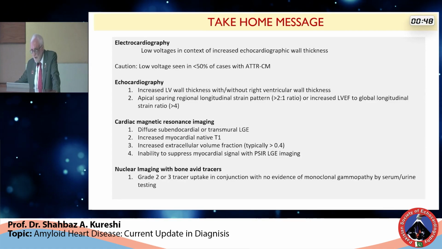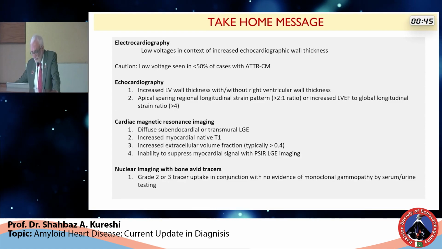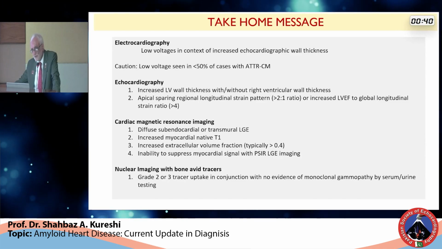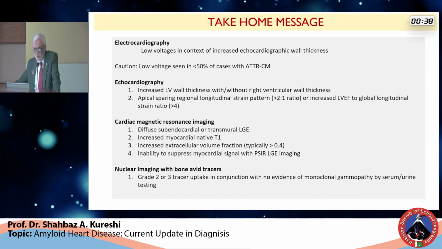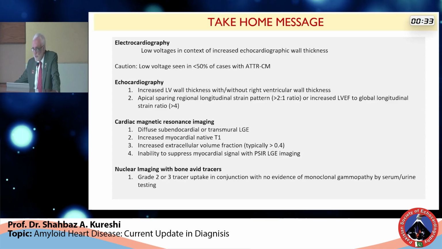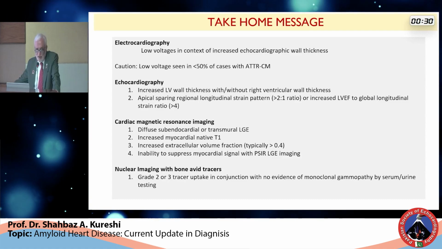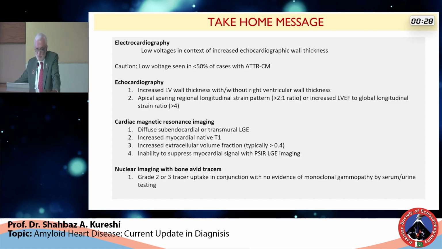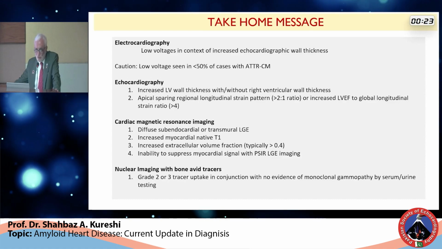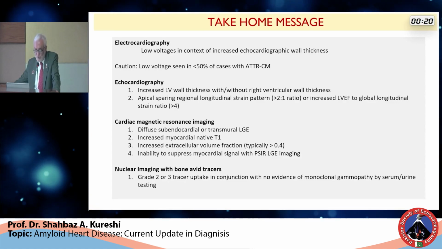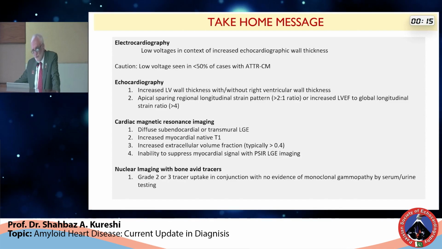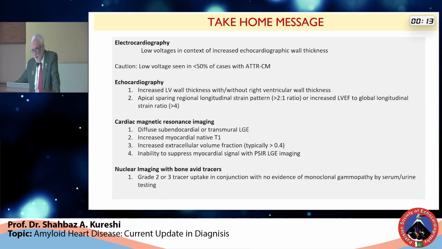Nuclear imaging shows the pyrophosphate uptake in these patients. The increased uptake is definitely in patients with amyloidosis. These are the take-home messages which I have, but we must have a high index of suspicion in patients who come to us with left ventricular hypertrophy. It is not always because of hypertension or hypertrophic cardiomyopathy. Think of the infiltrative diseases as well. Thank you very much for your patient listening.